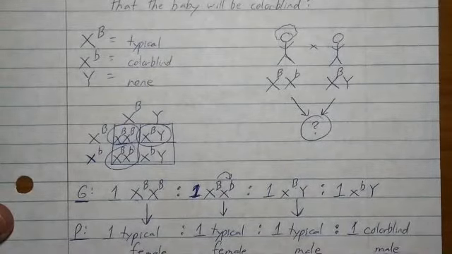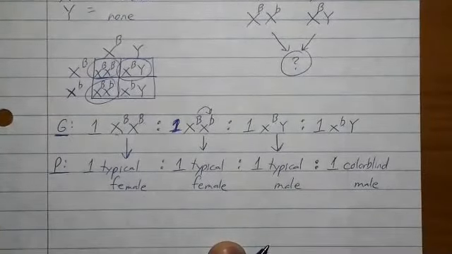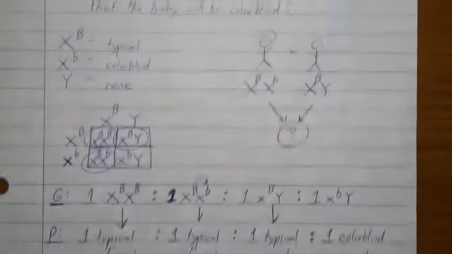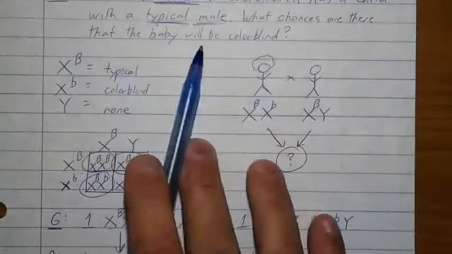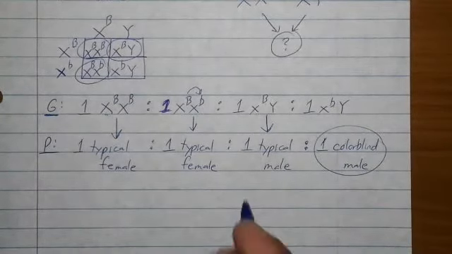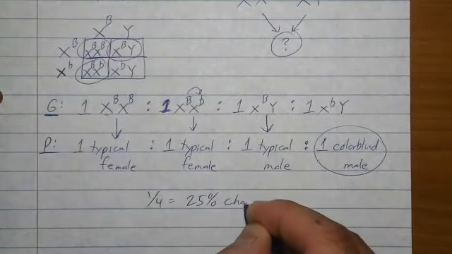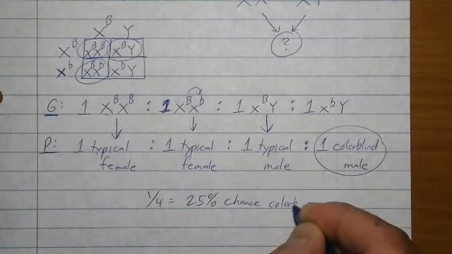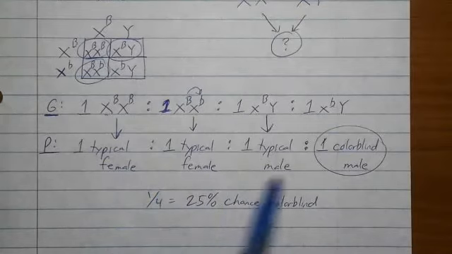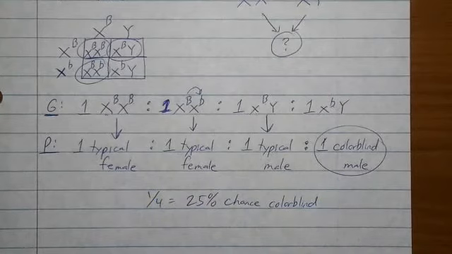Again, notice it showed up on the male, but it did not show up on the females. This is typically what happens with sex-linked traits. Okay, so 3 of them are typical, 1 of them is colorblind. What is the question asking me? What are the chances that the baby will be colorblind? The chances are that 1 out of 4 will be colorblind. So 1 out of 4 equals a 25% chance colorblind. And according to this, if it's a female, you're good. Not going to be a colorblind female. Only if it's a male will there be a possibility of colorblind. Okay? And that's how you solve those types of problems.